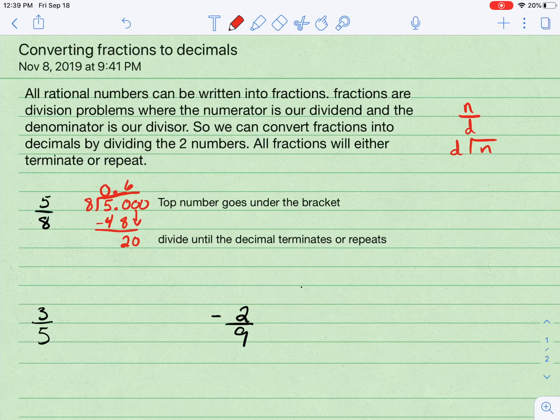Okay, so now 8 can go into 20. That's 2 times. That would be 16. That would leave me with 4. So now this would be the 1,000th place. So 3 places after the decimal, I bring down that 0. Now I've got 40. 8 can go into 40 5 times.